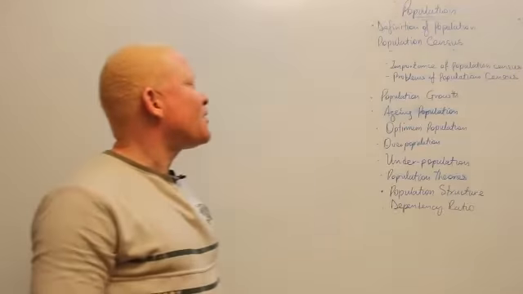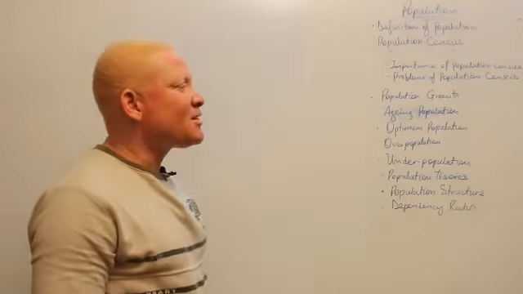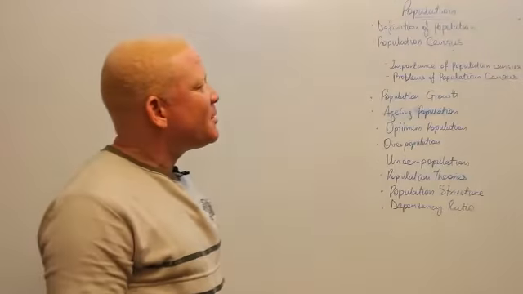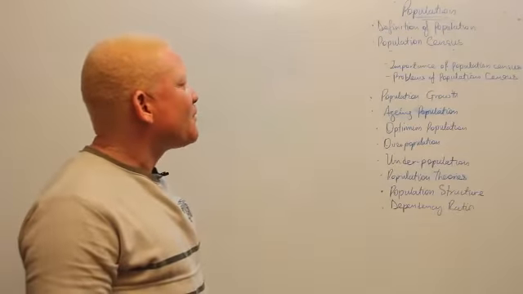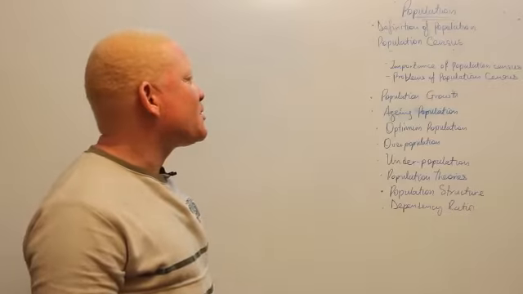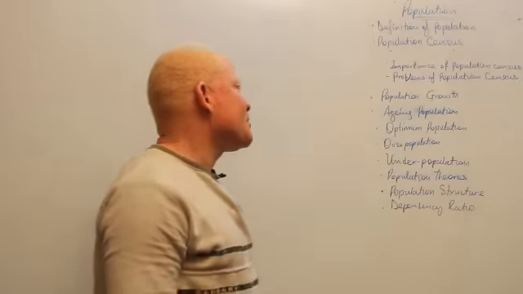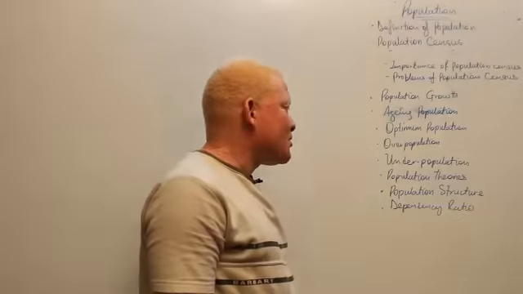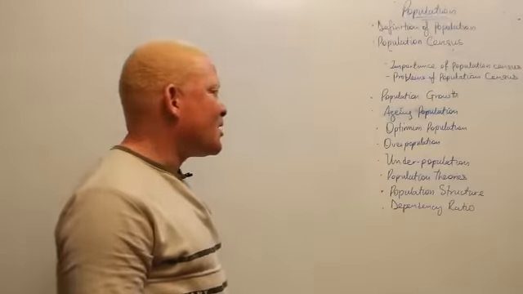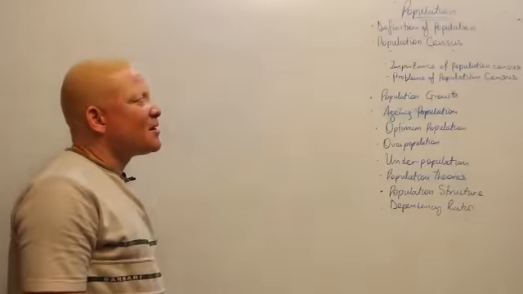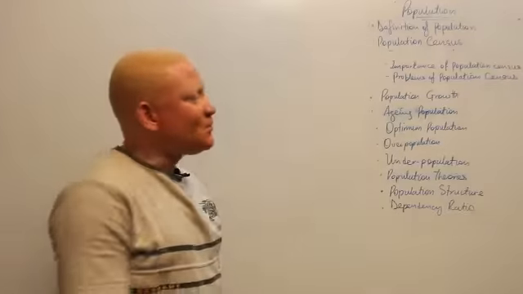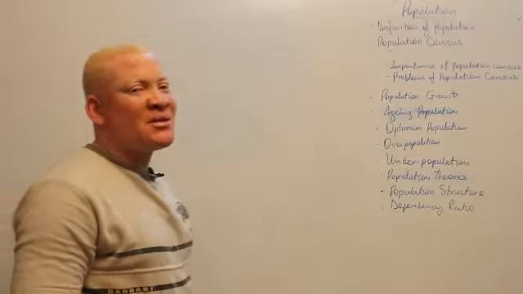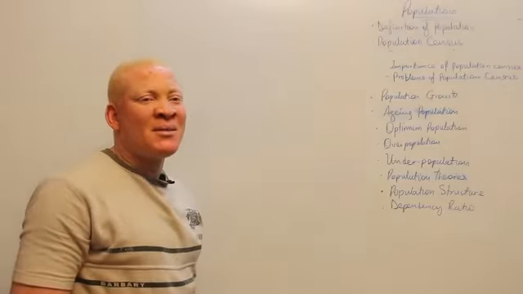Now here we have a session outline. We have the definition of population, the population census, and under that we have population growth, aging, optimum population, overpopulation, underpopulation, then population theories, population structure, and some other ones.